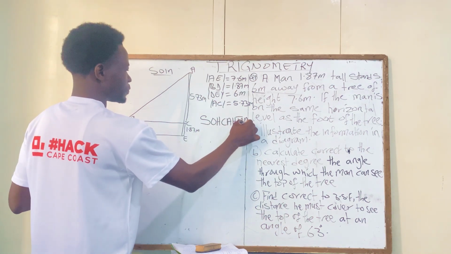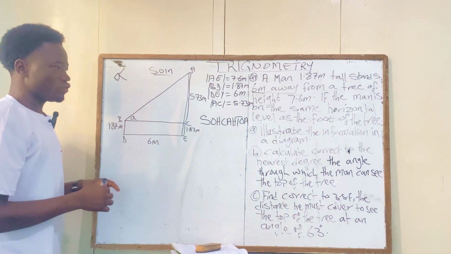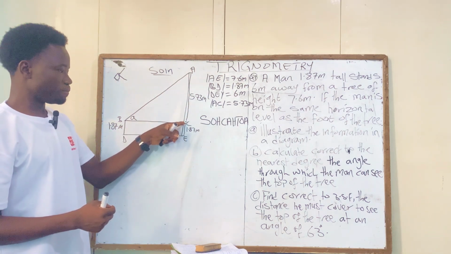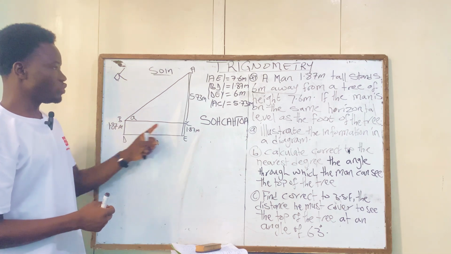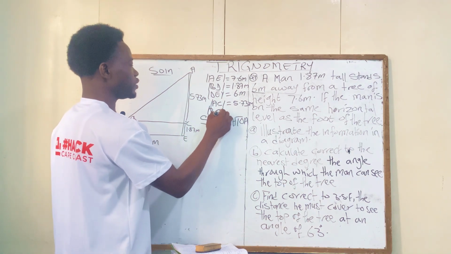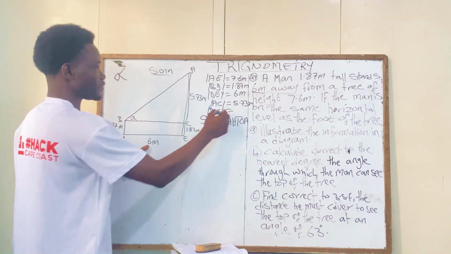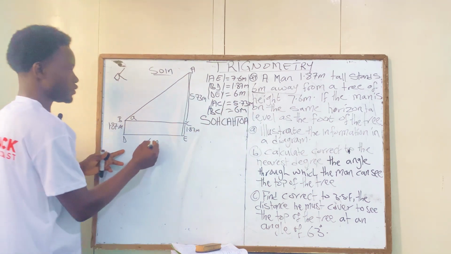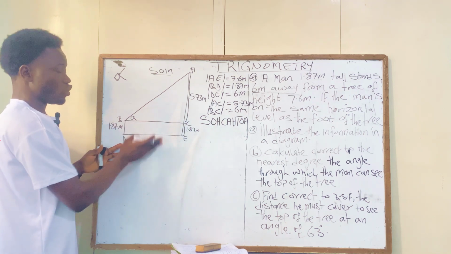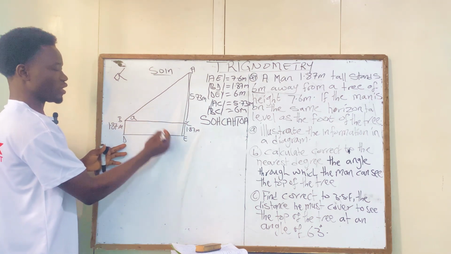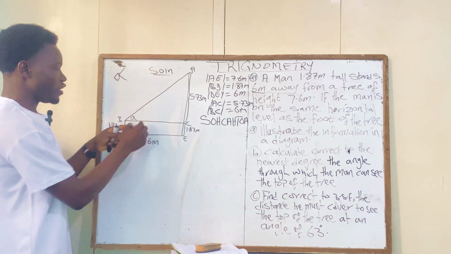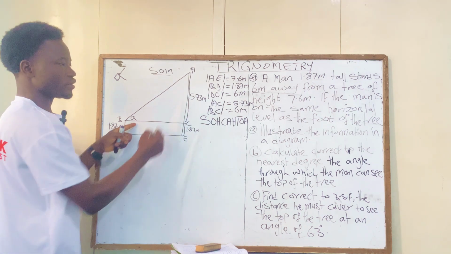SOHCAHTOA. So from here, because I know A to C, and I know from B to C, remember B, C is also the same as 6 meters, because this looks like a rectangle and opposite sides are equal. So if here is 6 meters, the top here is also 6 meters. All right. So I know this side and I know this side.